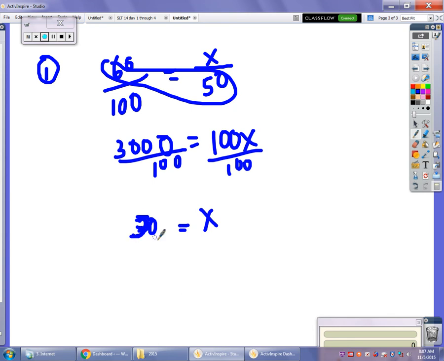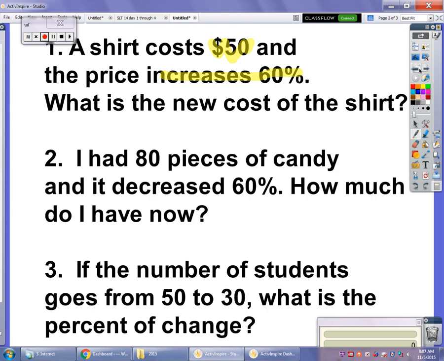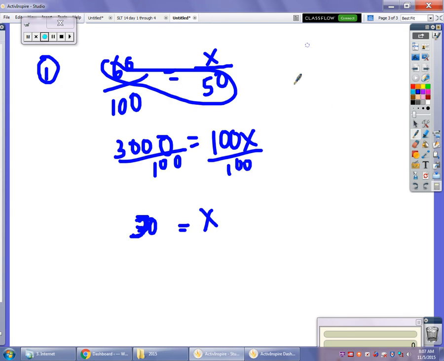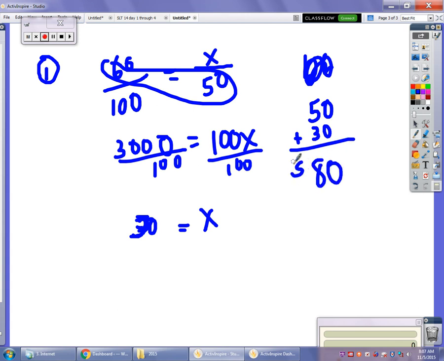So once I have the $30, now I know that's the 60%. Since it's a percent increase, we're going to add it to the original price of the shirt, which was $50, plus the 30 gets me the new price of the shirt. It's a very expensive shirt. Mr. Katz does not wear shirts this amount of money. No way. $80 would be the new price of the shirt.